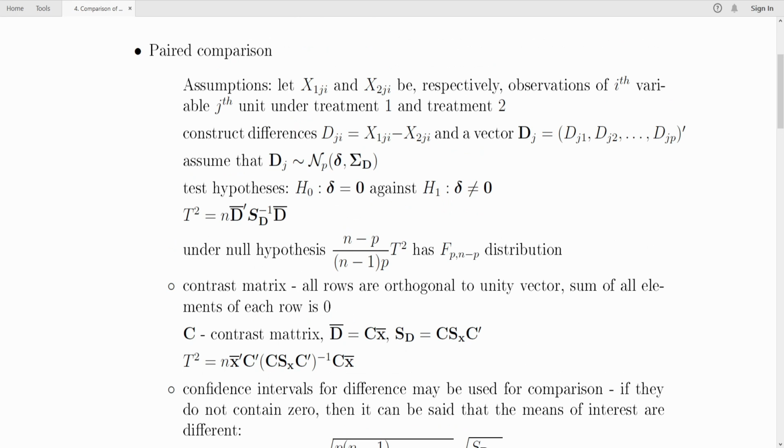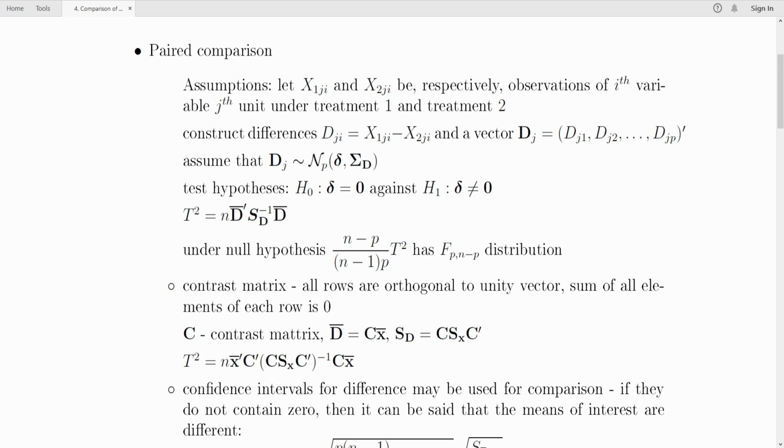So assume that we have two or more treatments. Those treatments can be measured on the same or similar experimental units, and then we want to compare the effect of that treatment on those units. For example, it can be a testing of a drug. We can measure before using the drug and after using the drug, and then compare to see if the drug had some effect on the experimental units, in this case people, or a group of people.